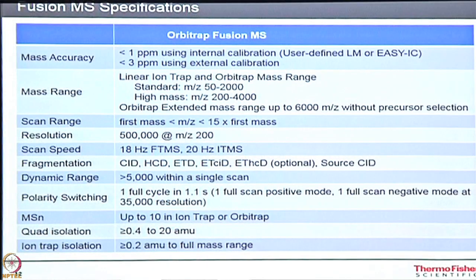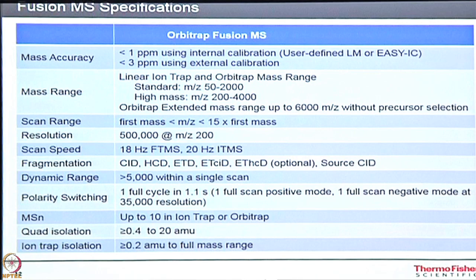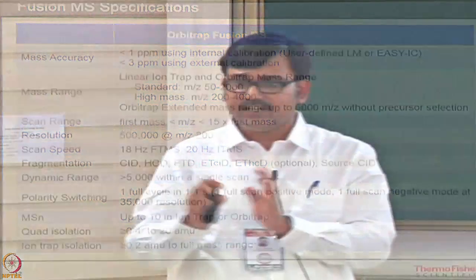Then resolution: you can get the maximum resolution of 500K at 200 m/z. Scan speed is 18 hertz. For fragmentation, you have three different kinds: CID, HCD, and ETD. And there is also a combination of any two, such as ETD with HCD, and ETD with CID.